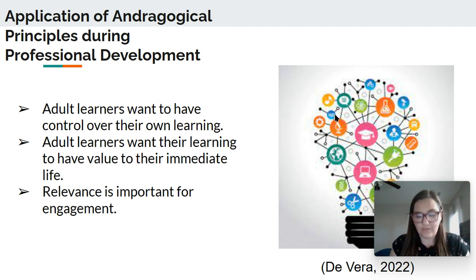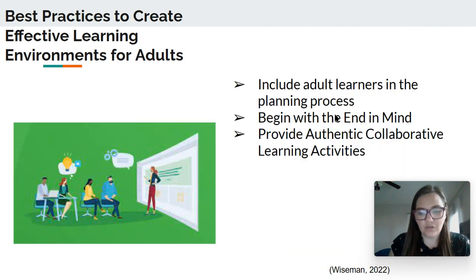Any instruction given to adult learners should be of value to them and their work environment. Adolescent learners aren't able to understand when their time is being wasted and misused, but adult learners will realize this quite quickly. One way we can ensure that we are creating professional development that will fit the needs of adult learners is by including them in the planning process.